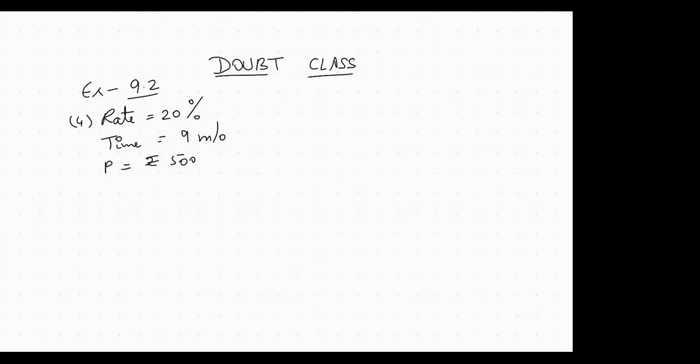So first I'll use the amount formula, that is amount is equal to principal into 1 plus... In this question it says compounded quarterly. And when you are given time in months, you divide the number of months by 12. So 9 months becomes 9 by 12, and it becomes 0.75 years.